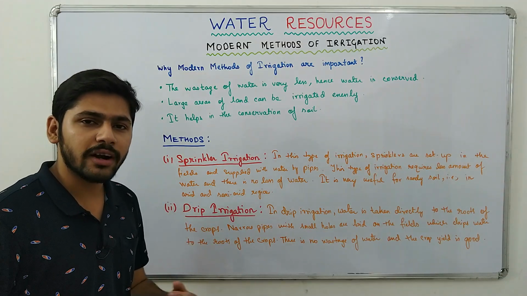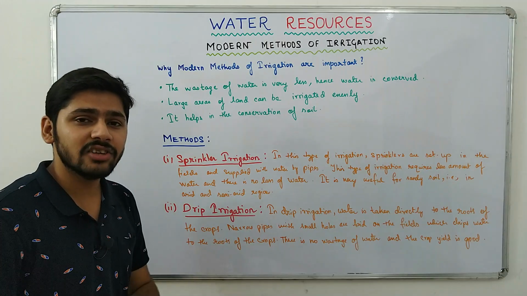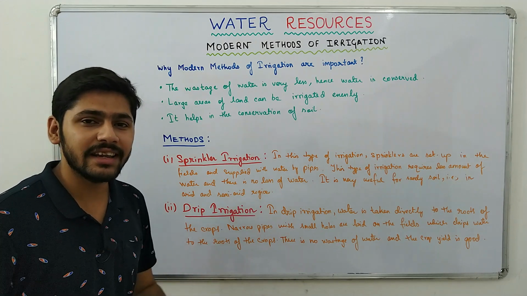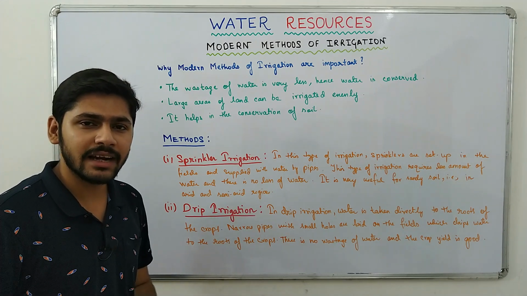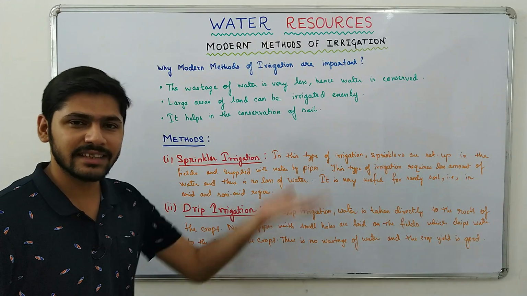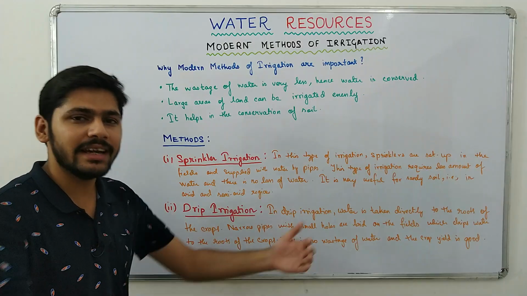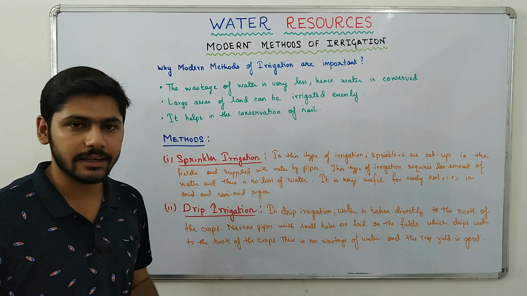Then, large areas of land can be irrigated evenly. Now, when we use modern methods of irrigation, large areas of land can be irrigated evenly. That means there is no uneven irrigation of land, which basically means that there will be no area where the irrigation is high and there will be no area where the irrigation is low. The complete land will be irrigated evenly.